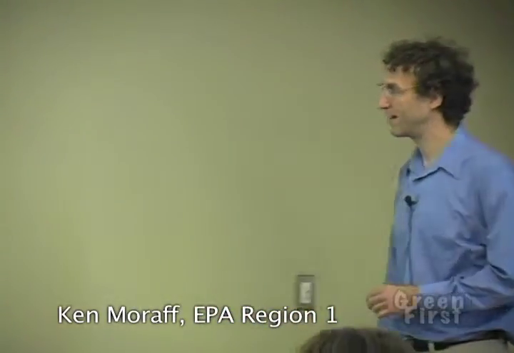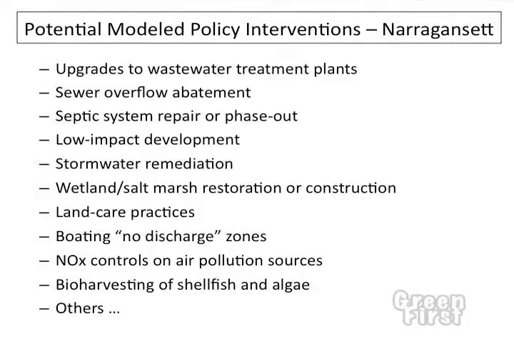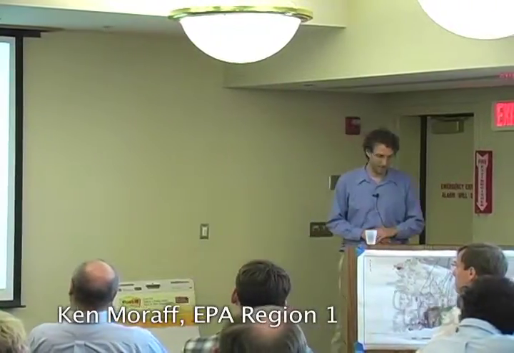All right, so here's just some examples of the kinds of interventions we're looking at modeling. Some of these are in the model now, some of these are still being developed. So think conventional things like upgrading wastewater treatment plants, dealing with overflows, dealing with septic systems, low impact developments. What if we do stormwater? What if we rely on wetlands and salt marshes more for nitrogen removal? Bioharvesting is in there. So we're looking at developing a pretty robust array of things to test what their impact is.